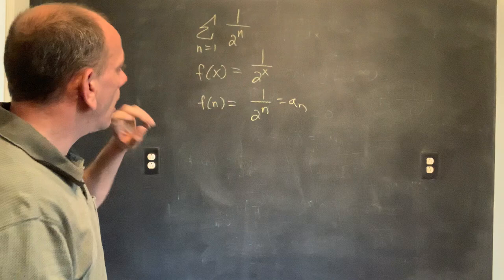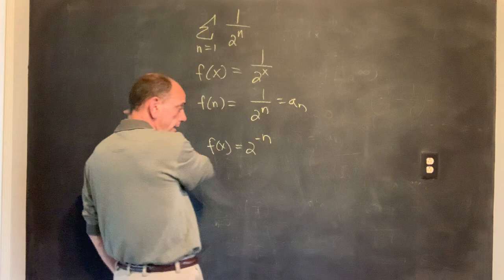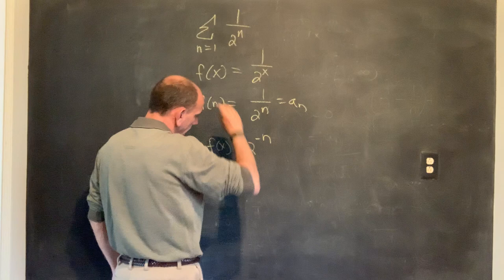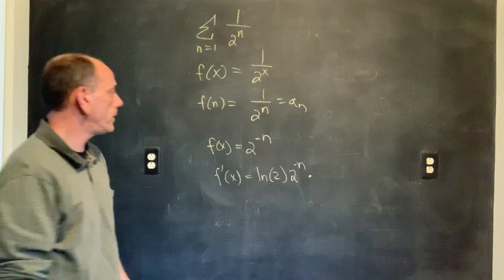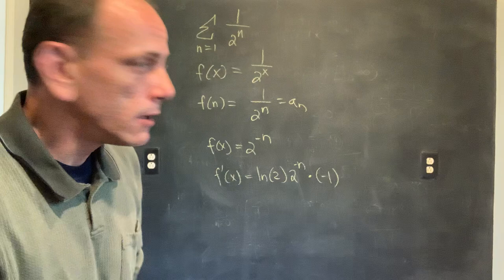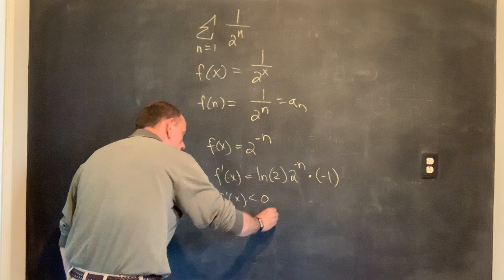Let's take the derivative. If f of x is 2 to the negative x, we have the derivative: that's ln of 2 times 2 to the negative x, times the derivative of negative x. What's the derivative of negative x? It's negative 1. Now, I don't need to go any further than this. I have that my derivative is negative. It's less than 0. So f prime, the derivative, is less than 0. That implies that it's decreasing.